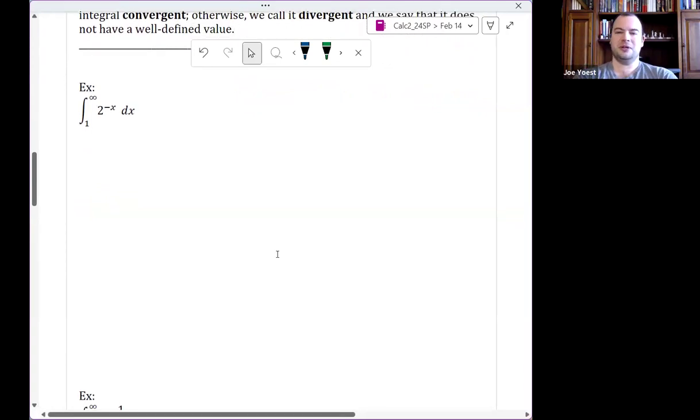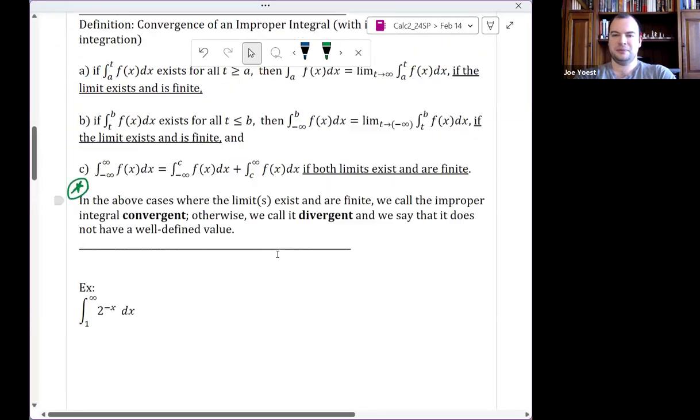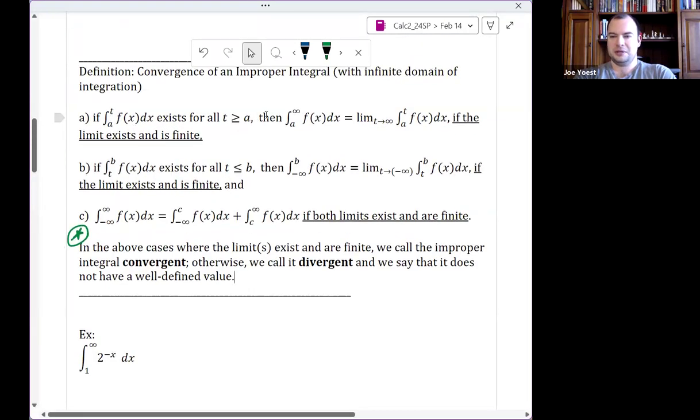Okay, let's look at some examples. So our example from before, integral from 1 to infinity of 2 to the minus x dx. This looks like part A. So the first thing I need to do is integrate from 1 to t of f of x dx, and then take the limit.